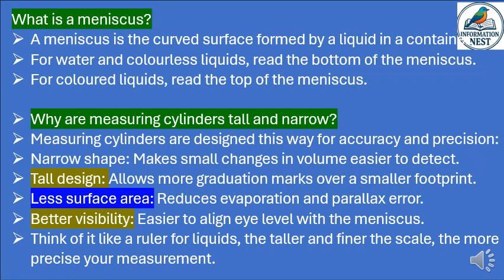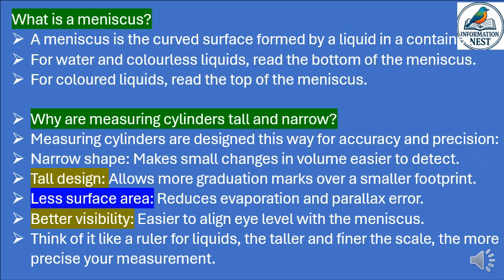the meniscus. What is a meniscus? It's the curved surface formed by a liquid in a container. Ever noticed how water doesn't sit flat in a measuring cylinder? It dips a little in the middle. That is the meniscus. For water and colorless liquids, always read the volume at the bottom of the meniscus. For colored liquids, read from the top of the curve. Why is the difference? It's all about visibility, where the curve is clearest.